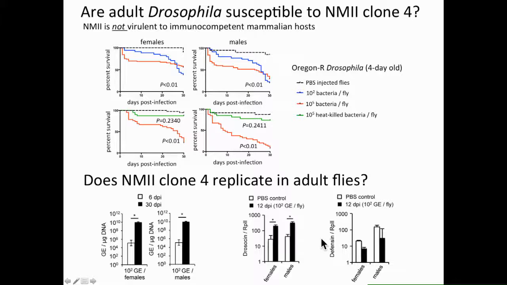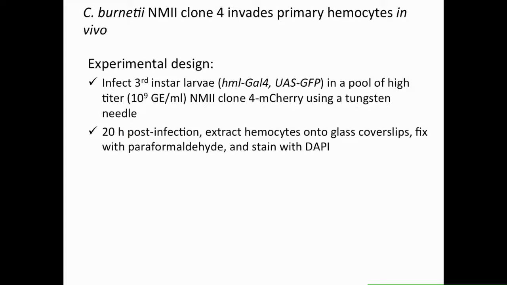So before we started to look into mechanisms of mortality, we wanted to ask, what kind of cells are hemocytes specifically being infected with this 9-mile clone 4? So the experimental design was to infect third instar larvae with the GFP reporter on hemocytes in a pool of high titer 9-mile clone 4 M-cherry labeled using a tungsten needle, and then 20 hours post-infection, we'd extract hemocytes onto cover slips, fix them, and stain with DAPI.